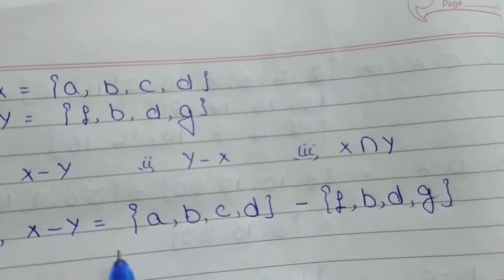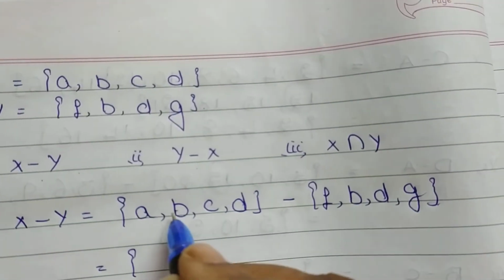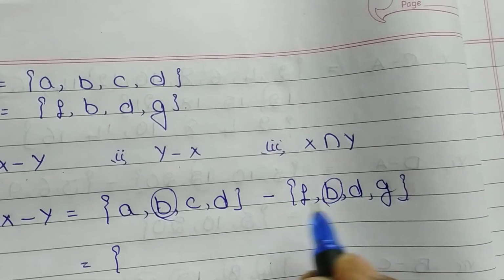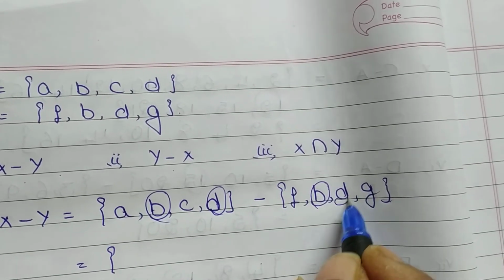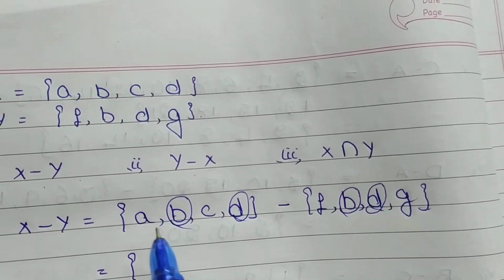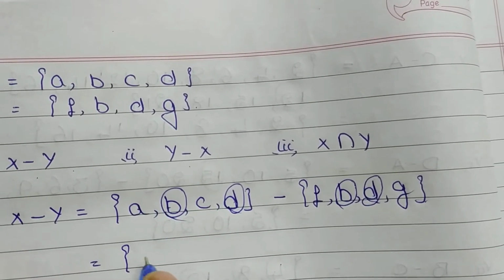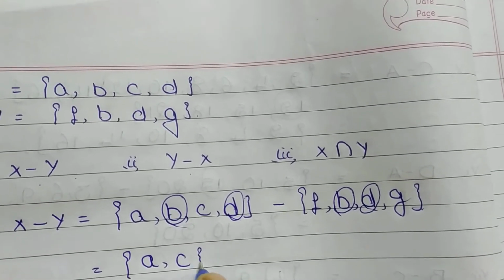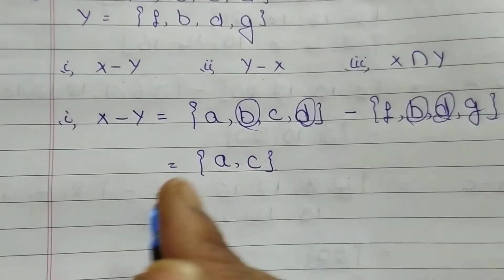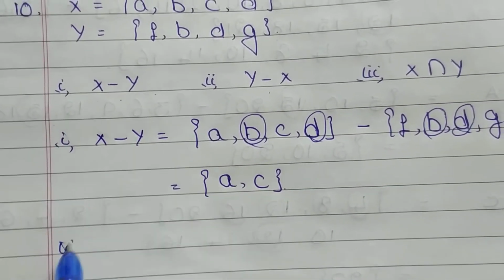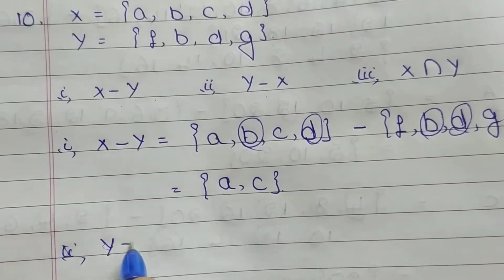Now we will find out what is common in both. B is common, so we will circle it. D is also common, we will circle it. Whatever elements are left in the first set are treated as the difference set containing x minus y.